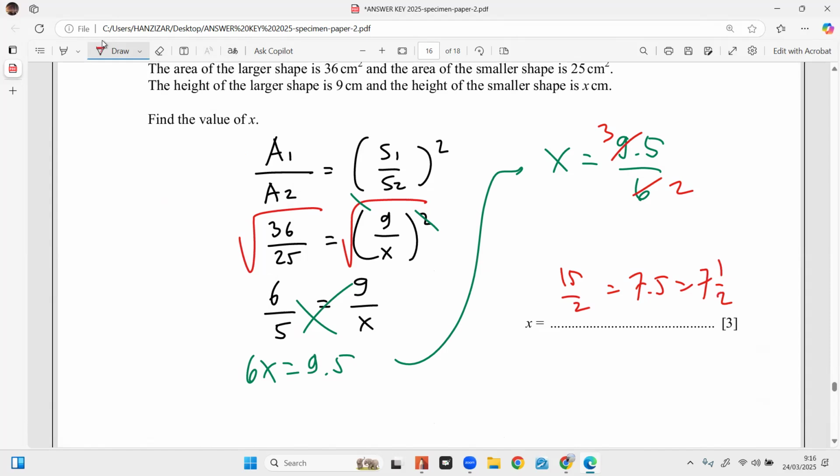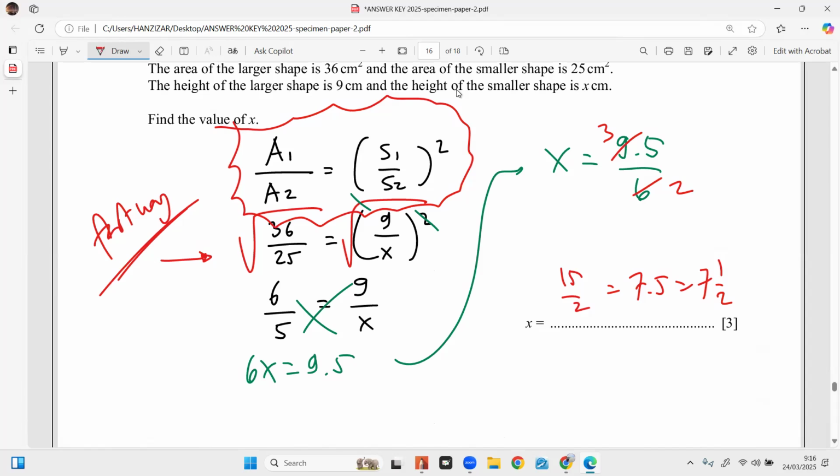So this square root is a very fast way to annihilate the power. If it's volume, you do cube for the sides. Next.